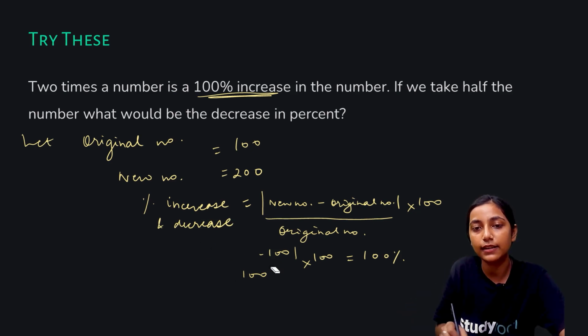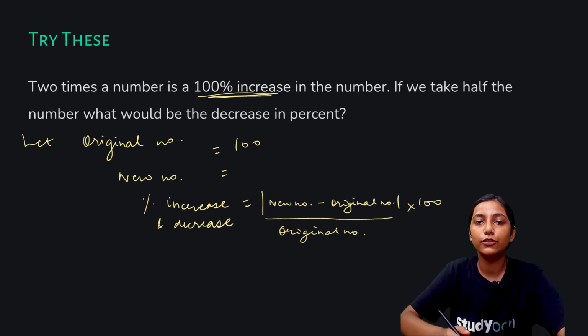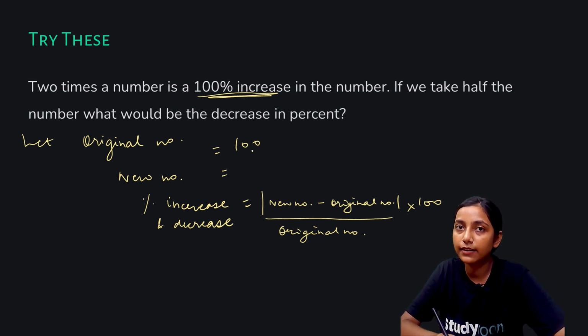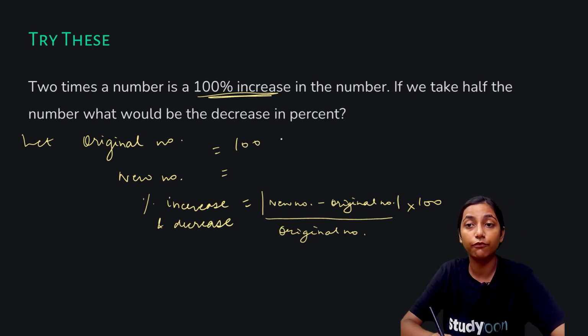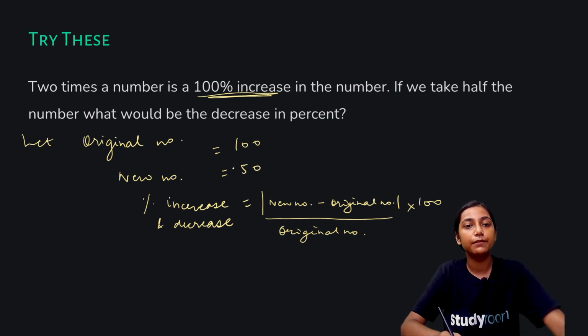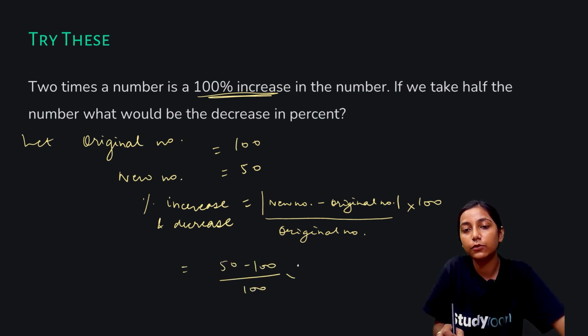Now I'm erasing this because what we finally need to find is, if we take half the number, let the original number be 100, what if we make it half? The new number is 50, half of 100. So now the new number is 50, and we need to find the decrease in percentage. It will be new number minus original number upon original number into 100.